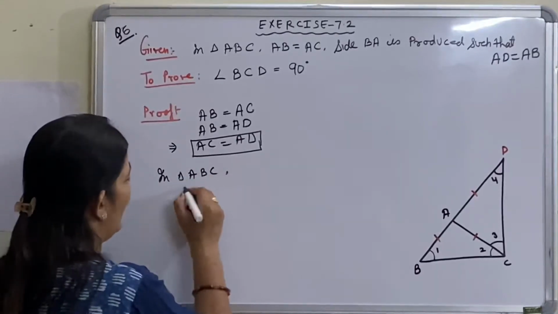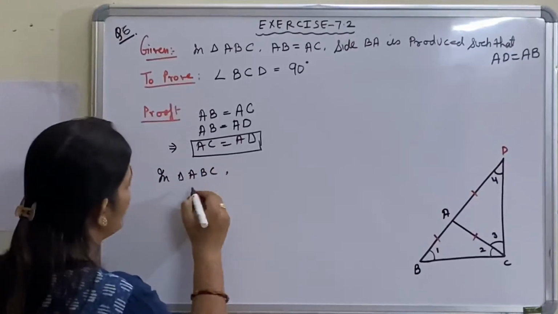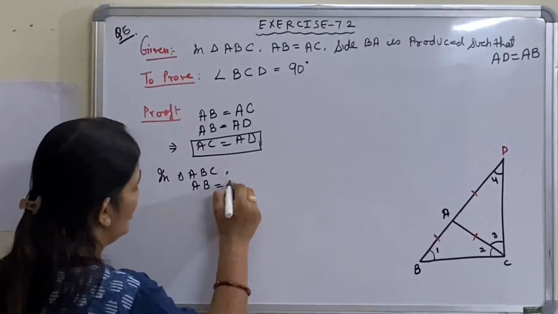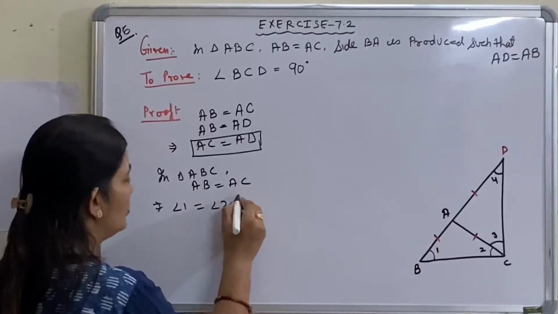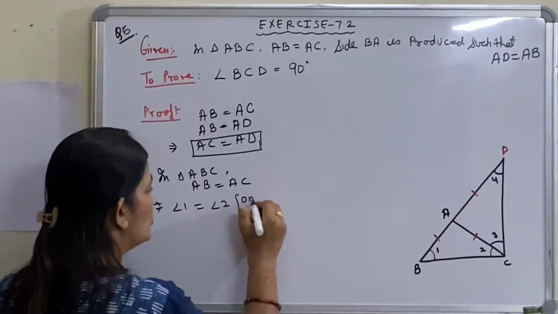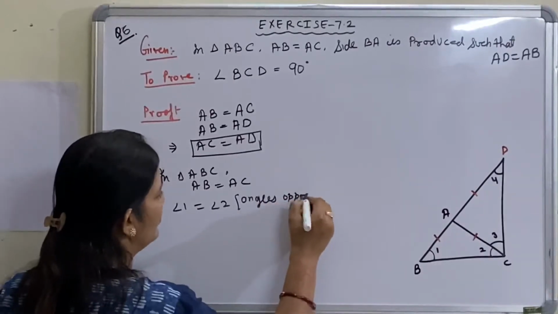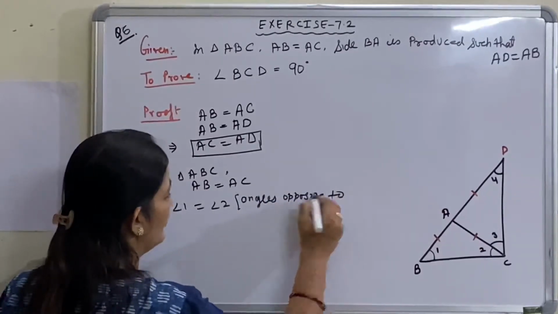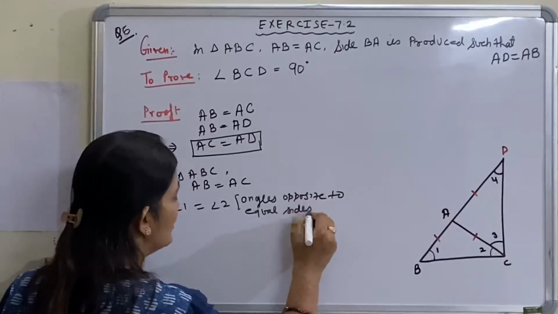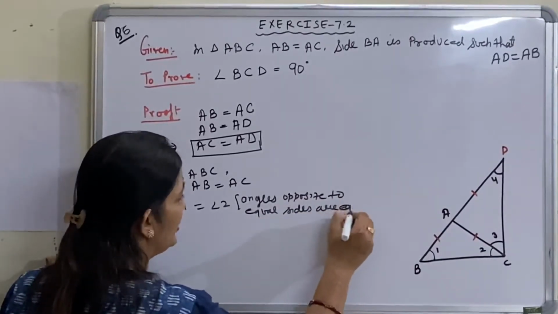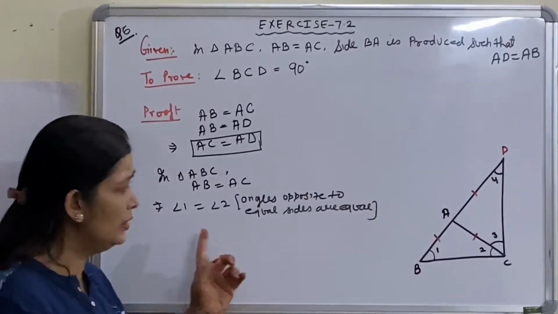ABC. Angle 1 is in triangle ABC. AB is equal to AC. So there implies angle 1 is equal to angle 2. Reason: angles opposite to equal sides are equal, right? So angle 1 is equal to angle 2.